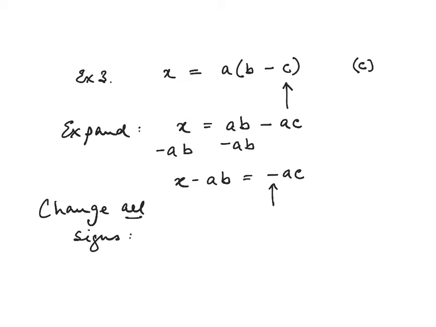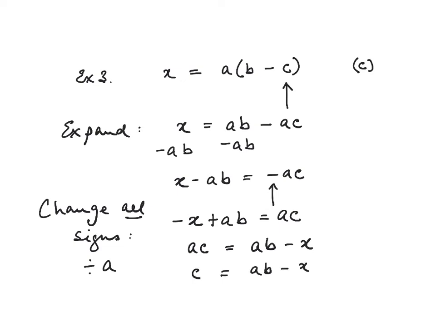So if I change all signs, the X becomes a negative X, the minus ab becomes a positive ab, and we have a positive ac. I'm going to turn the equation round, and I'm going to write this side as ab minus X. And the last thing to do is to get c on its own. Divide by a, so c equals ab minus X all over a. And again, no cancelling.